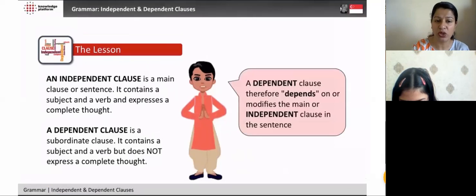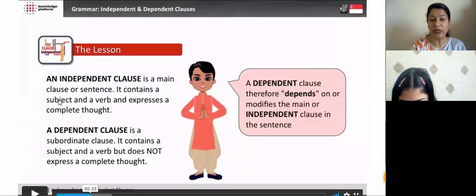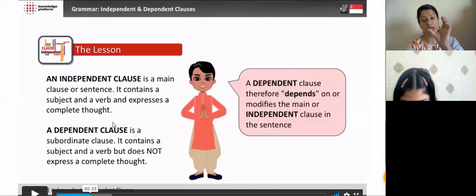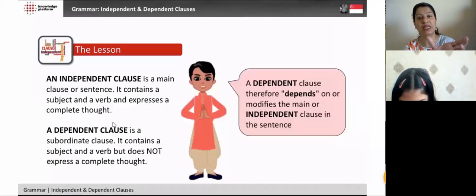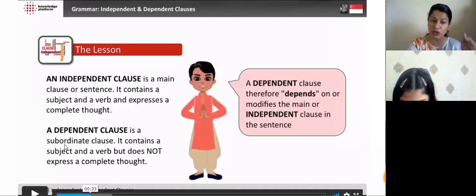A dependent clause there. Do we understand? An independent clause contains not only a subject and a verb, but also expresses a complete thought. Okay? It conveys the complete meaning in itself. Whereas the dependent clause, although it contains the subject and a verb, the thought or the idea expressed is not complete. Okay?